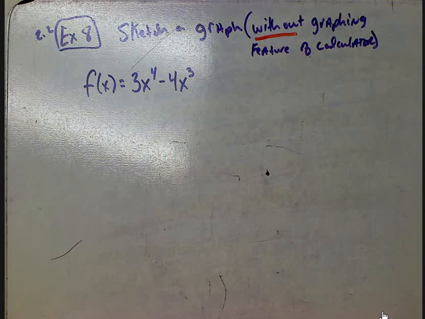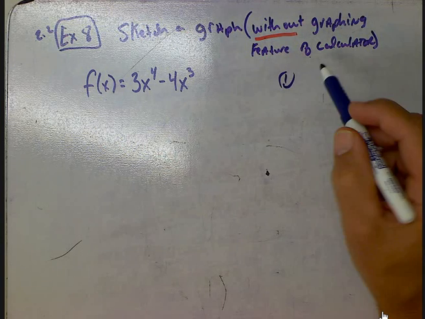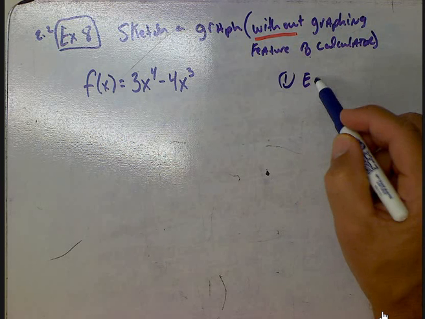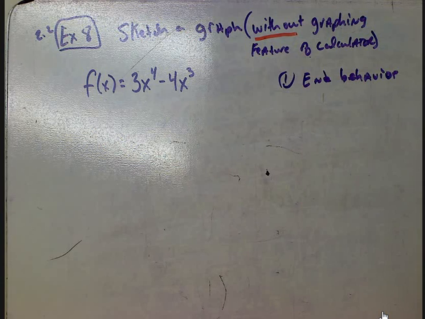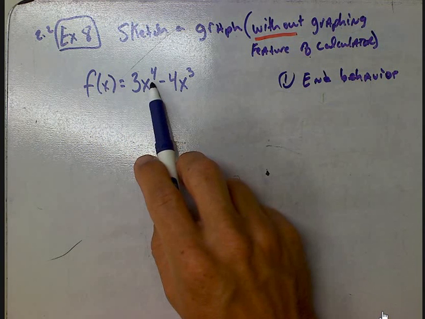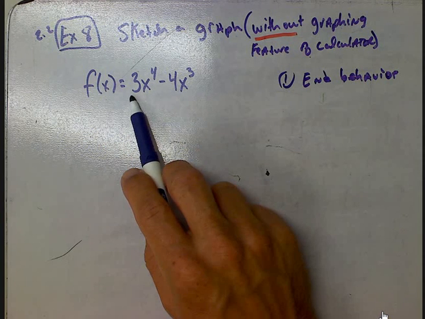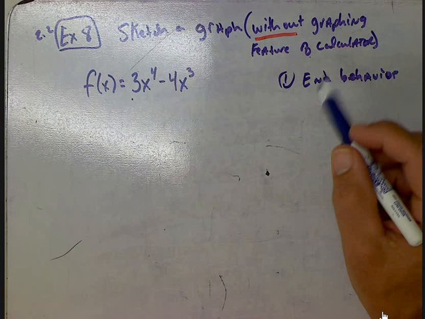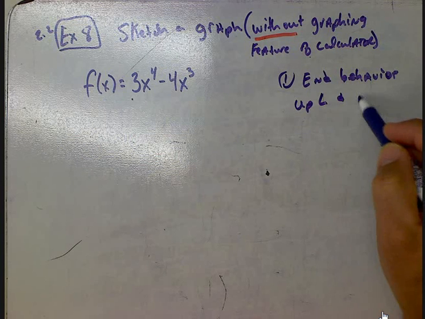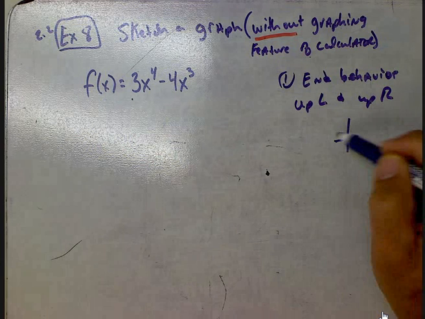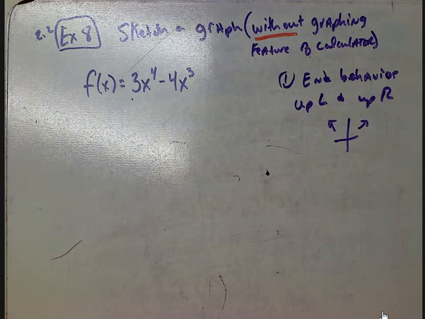Okay? First thing I would look at is the end behavior. We talked about this yesterday in the lesson. It's an even exponent, and it's a positive leading coefficient. That means it goes up to the left and up to the right. So our graph is going to finish up in both directions like that somehow.